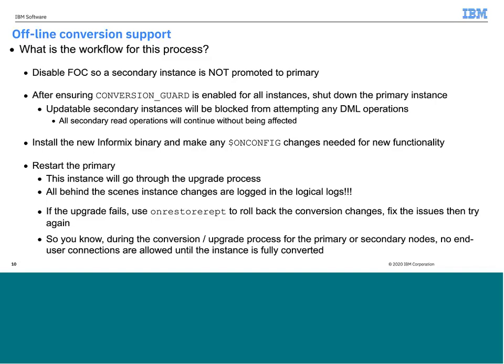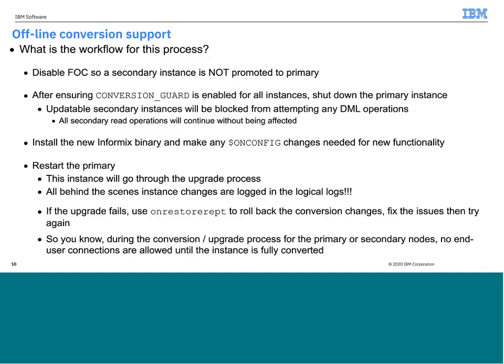So it's not as though the application will hang and you'll wonder what's going on. So the primary is down, conversion guard is turned on. If you haven't already done it, you install the new Informix binary, you check and make any on-config changes you need to make, and then you restart the primary.